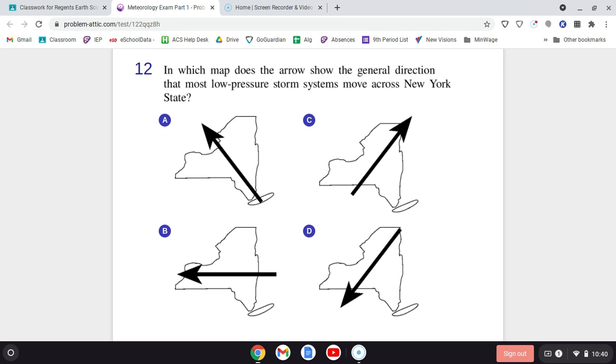Number 12. In which map does the arrow show the general direction that most low-pressure storm systems move across the United States? So what 2 can we get rid of right off the bat? B and D. Perfect. So it's either A or C.